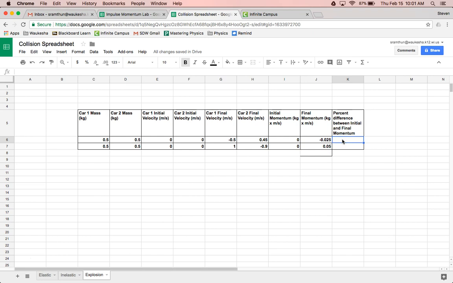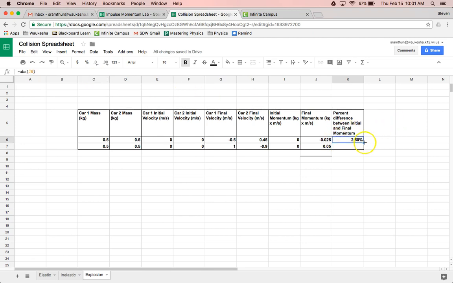So I'm going to put an equal sign. I'm going to click on my final momentum, and I'm going to hit enter. It's just going to take, well, I should have put an ABS in there. I'm sorry. I should have put the ABS in there so we don't get the negative number. Hopefully that works. Apparently you need a parenthesis. Sorry about that. So put a parenthesis around the cell number. It should work. There we go.